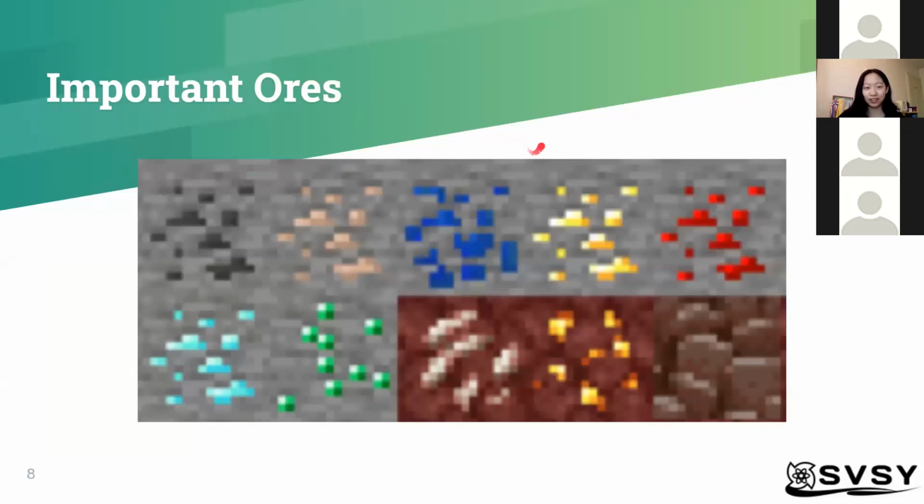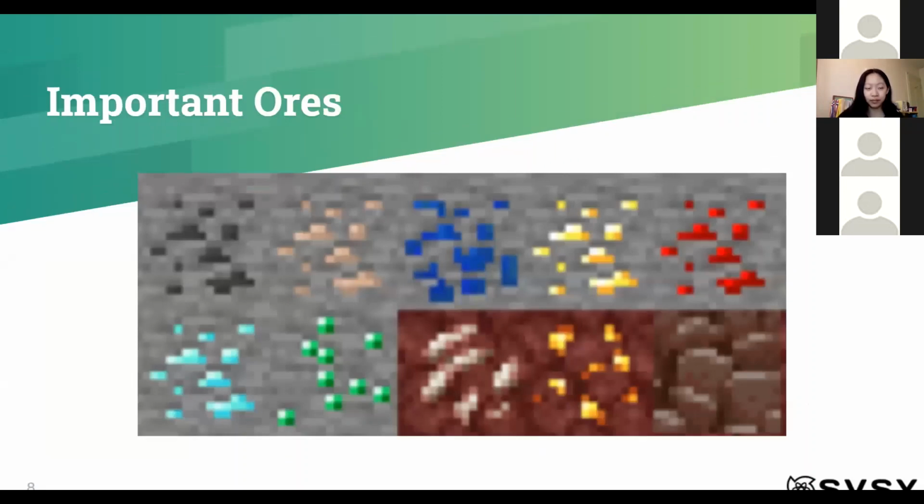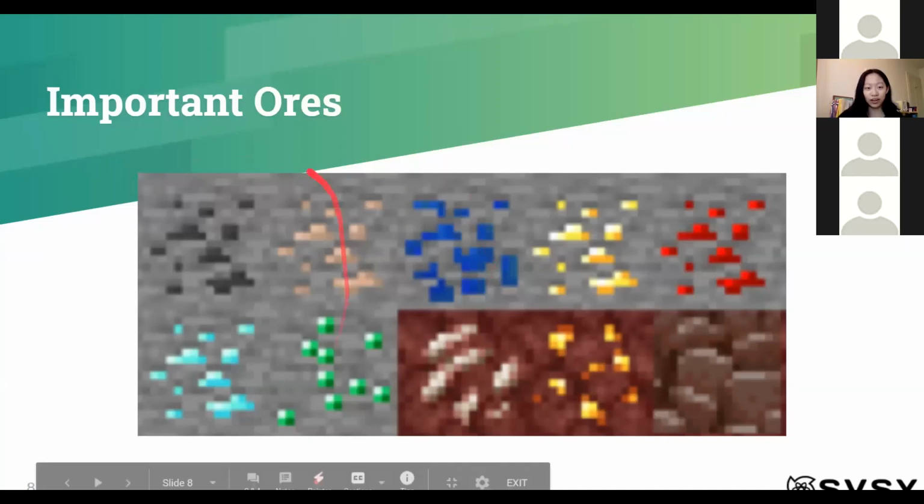Okay, so onto the important ores. An ore is when there's a deposit in a sediment of a large amount of mineral or metal that is valuable and can be mined for profit. So as you can see in the diagram, these are all the important ores you'll need to know.